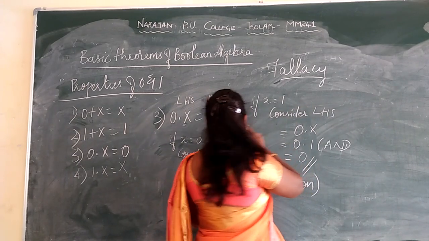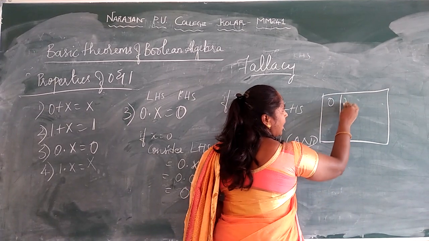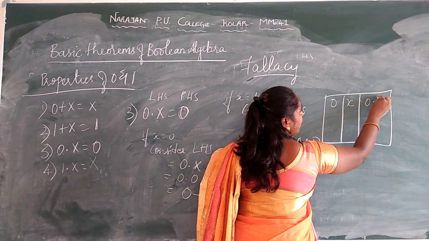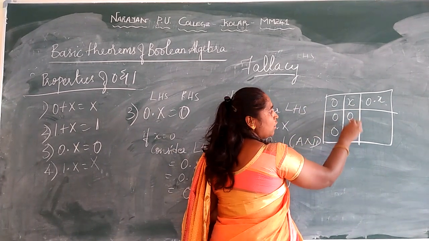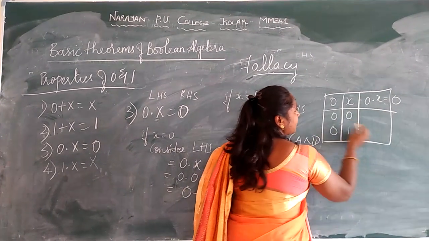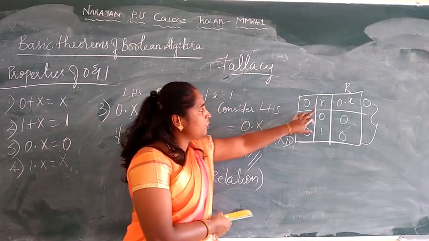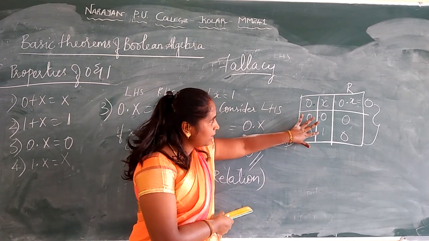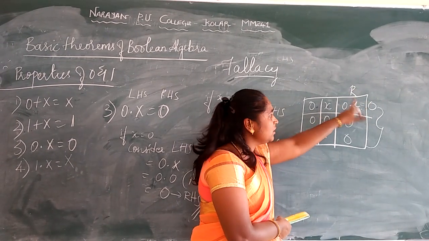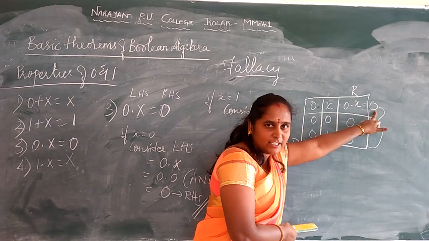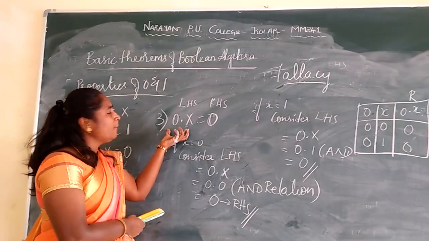The truth table of this 0 into x: 0 stays as it is, only the x value changes, 0, 1, and the results are 0, 0. So this is the result R. For every possible value of zeros and 1 that you substitute, the result is always 0. Such a condition we call a fallacy. Your third property is proved.